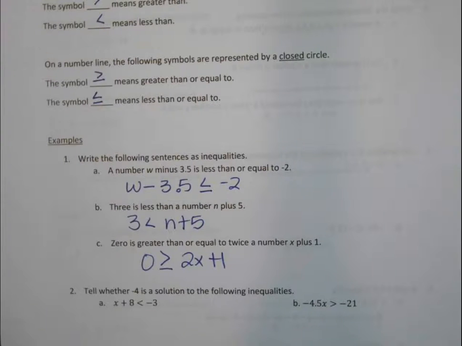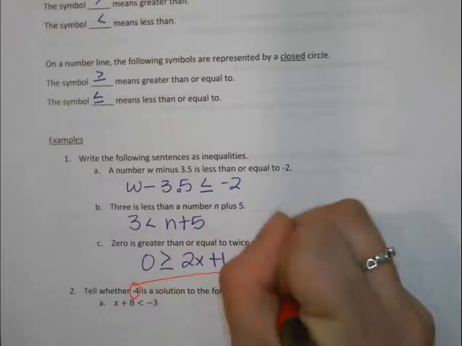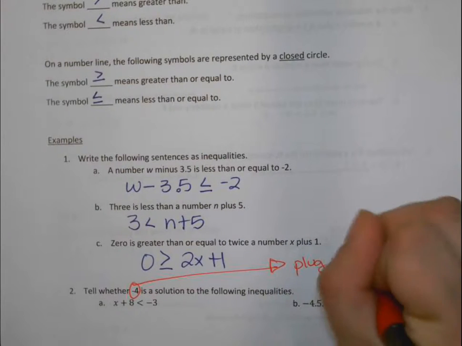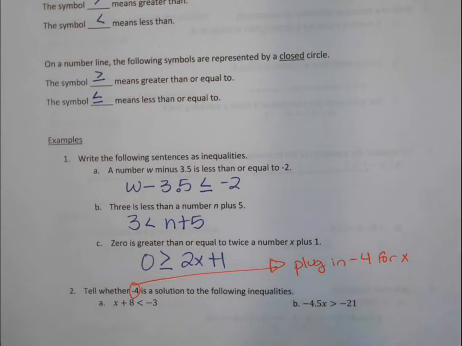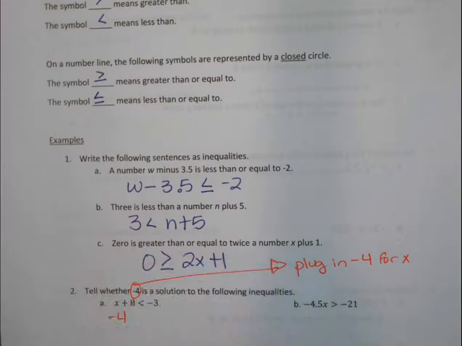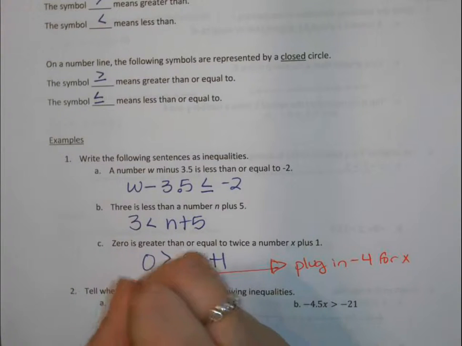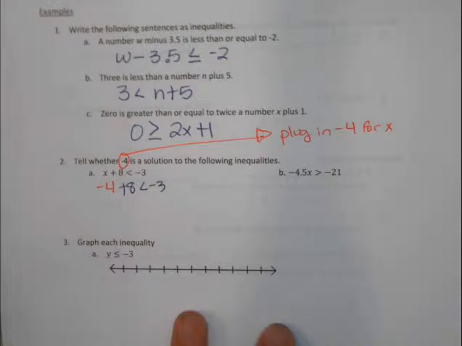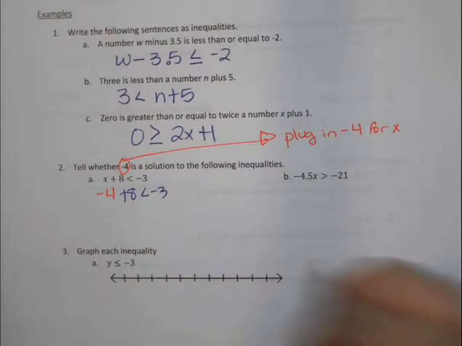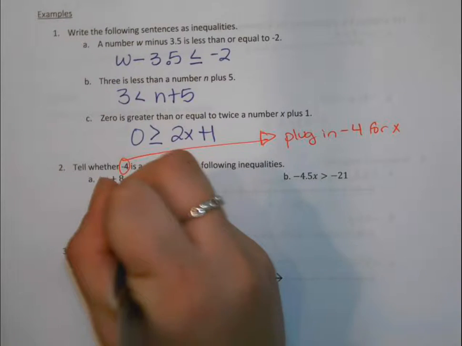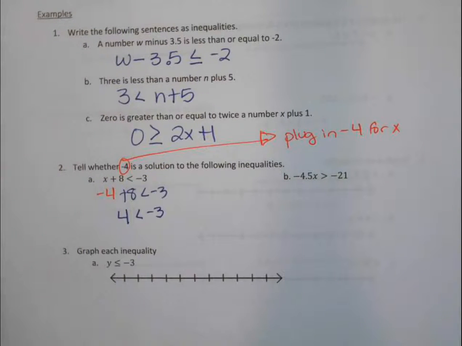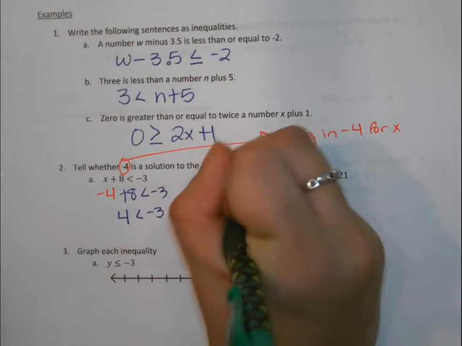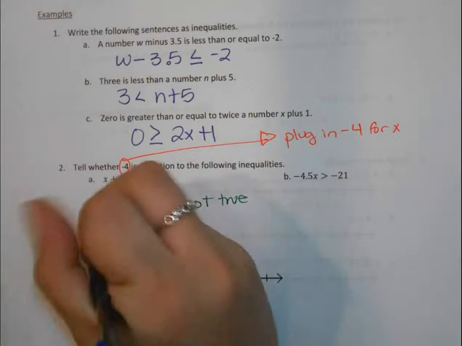On number 2, it wants me to tell whether negative 4 is the solution. So this means I'm going to plug in negative 4 for x. So instead of writing x, I'm going to write negative 4 plus 8 is less than negative 3. I'm going to move this up. Okay. Then I'm going to solve it to see if it's true. Negative 4 plus 8 is 4. I have 4 is less than negative 3. This is not true. So it's not a solution.